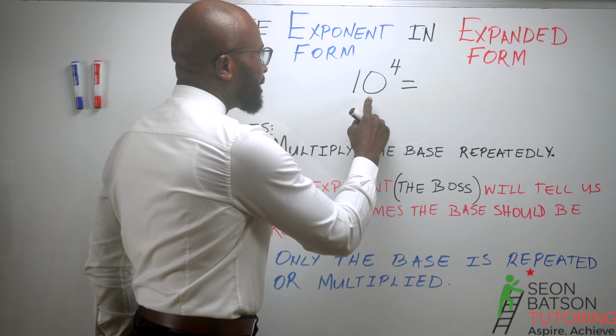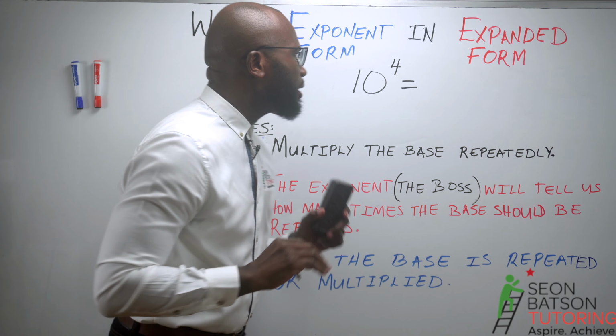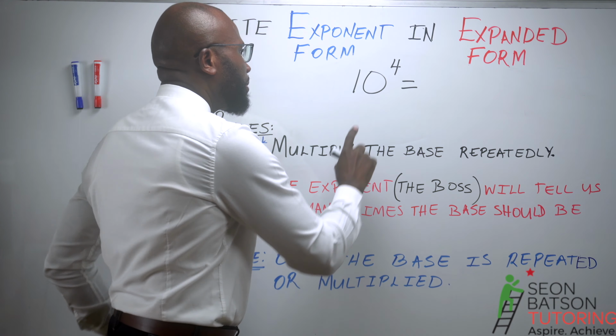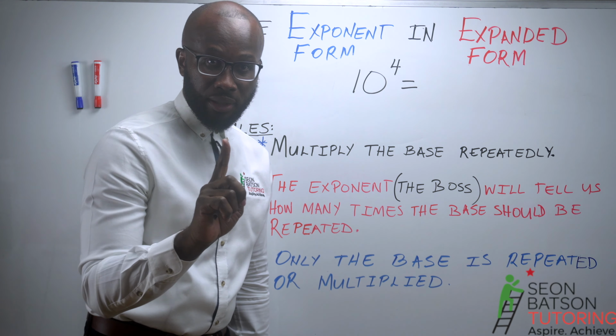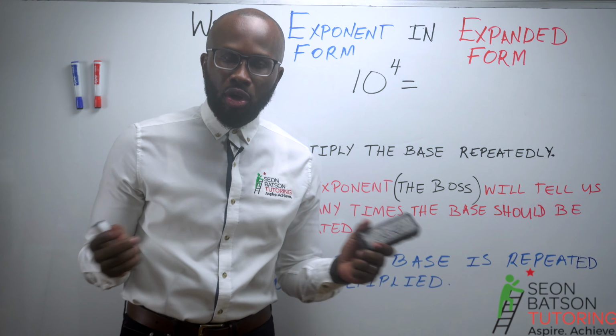So again, we want to write 10 to the 4th power in expanded form. What is the plan? The plan is we will always multiply the base by itself repeatedly. But how many times should we repeat the base? Well, the exponent, which is also the boss.